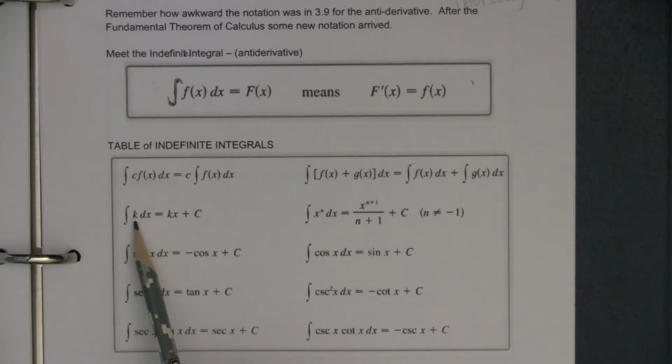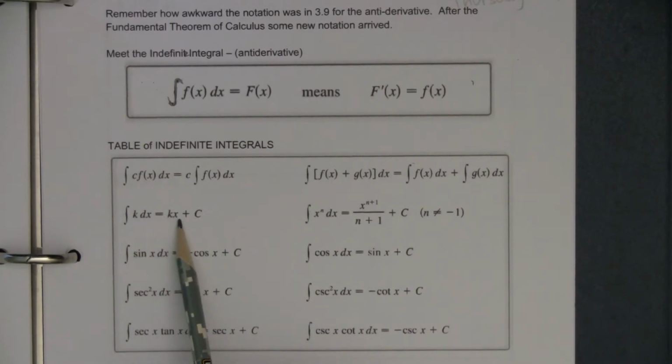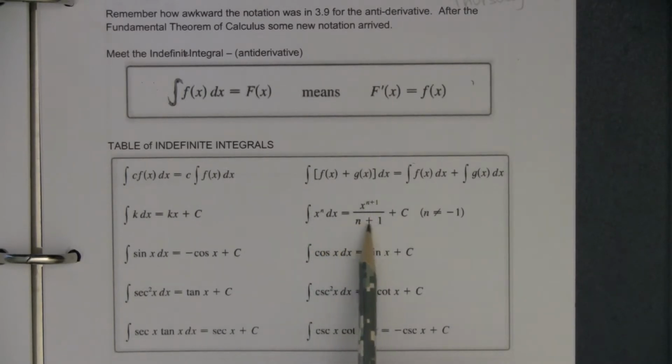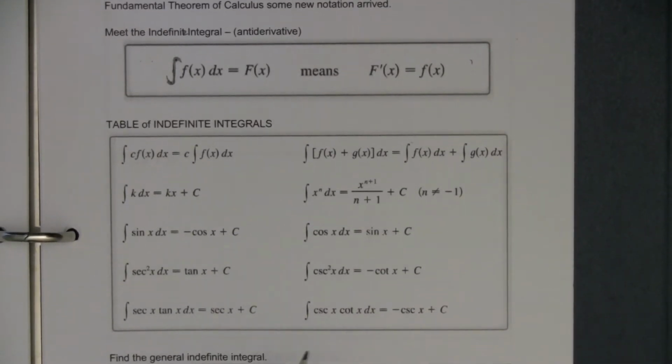If you have the antiderivative of a constant, k dx, then that's going to be kx plus c. If you have the integral of x to the n dx, that's going to be the un-power rule, as I call it, x to the n plus 1 over n plus 1 plus c, where n is not equal to negative 1. If n is equal to negative 1, then you're in Calc 2, and hopefully you won't still be at home in Calc 2.